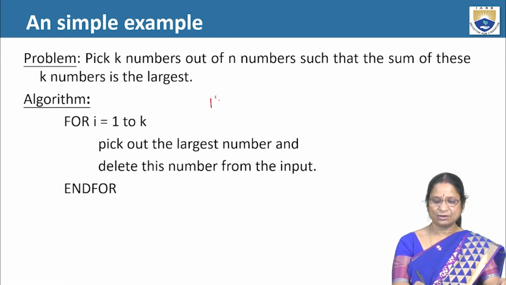For example, if you have 15, 20, 30, 5, minus 6, how many totally? We have 5 elements.